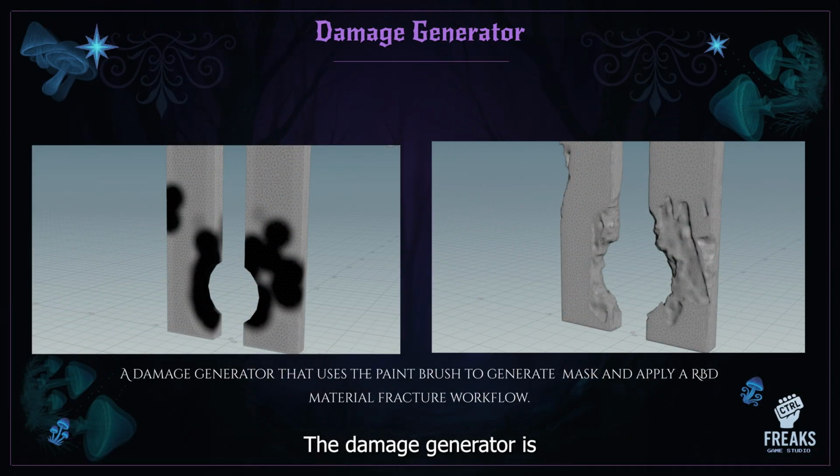The damage generator is designed to create procedural surface destruction through a user-painted mask. Using Houdini's paintbrush tool, artists can define specific areas of damage. The painted mask is then processed through an RBD material fracture workflow to generate realistic breakage. This method gives full control over where and how damage is applied, while preserving non-destructive flexibility during iteration.